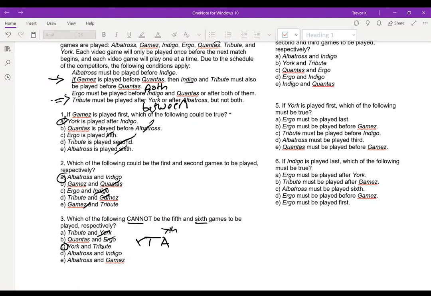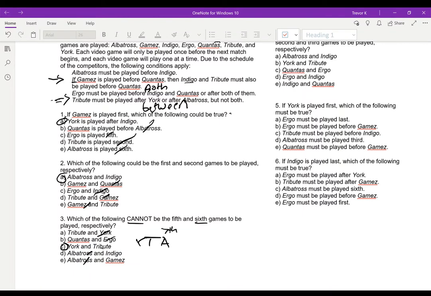If I was pressed for time, I'd leave it there, but I'm not, so I'm going to keep going. Albatross and Indigo, probably fine for 5th and 6th. My 7th is just going to be something else, maybe Ergo. So that's fine. Albatross and games, yeah, that's probably fine. That just means I need Indigo last, because Albatross doesn't need to be directly before Indigo, just sometime before it. So I can just do Albatross, games, Indigo sometime later, and then I'd get Tribute sometime before. So that's probably fine.